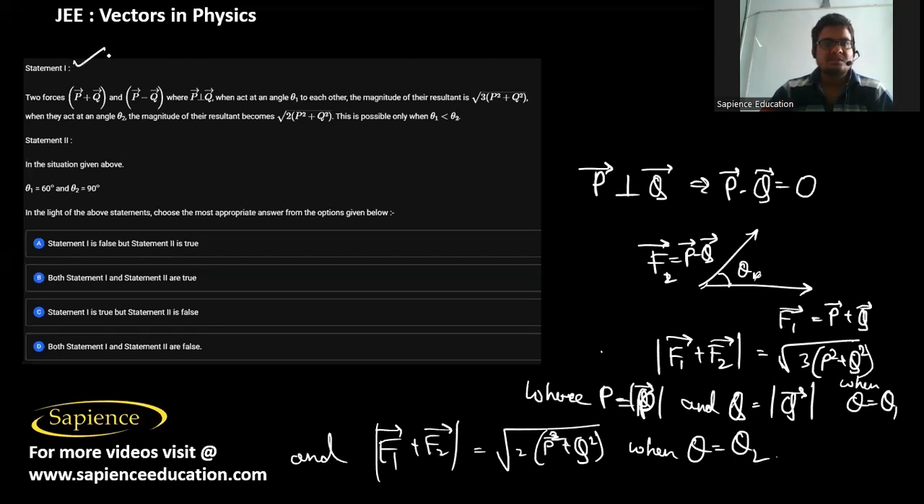So it means statement 1 is true. And statement 2, in the situation given above, theta 1 is 60 degrees and theta 2 is 90 degrees. So statement 2 is also true. So statement 1 is true, statement 2 is also true. So the answer is option B, that both statement 1 and statement 2 are true. Option B is the answer.